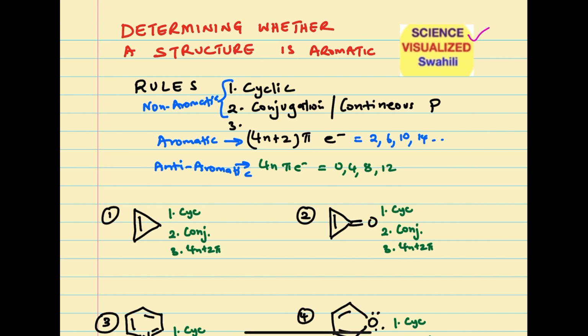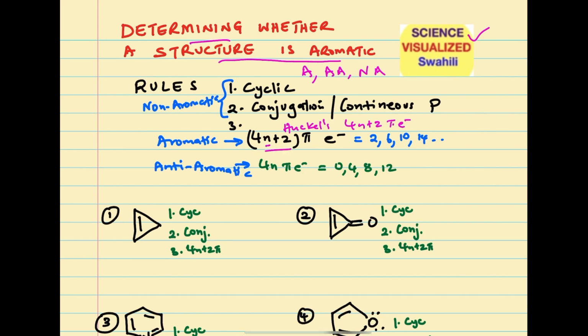Today we're going to look at how to determine whether a structure is aromatic. Actually, we're looking at whether it's aromatic, anti-aromatic, or non-aromatic. And we're going to be using Hückel's 4n plus 2 pi electron rule.